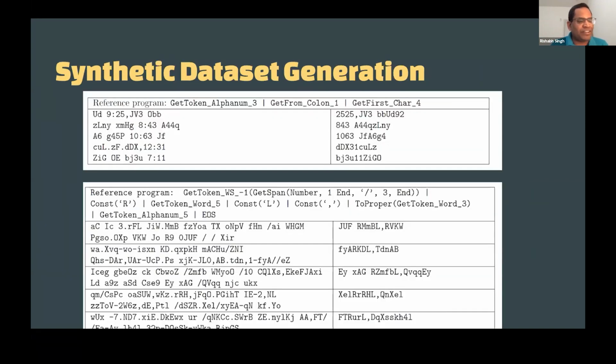So just to get a little bit more concrete about the synthetic dataset generation. For example, in this language I was showing you earlier, we can sample random programs. In this case, I'm saying, okay, give me a program that concatenates the third alphanumeric token, followed by the string starting from the first colon, followed by the first four characters. So it's a random program we sampled from the language. We can sample random inputs and run the program to get outputs. This way we can get input-output program pairs, millions of them. So we can have a real curriculum of programs, from really simple to very complex. And this data set we can use to train our models.